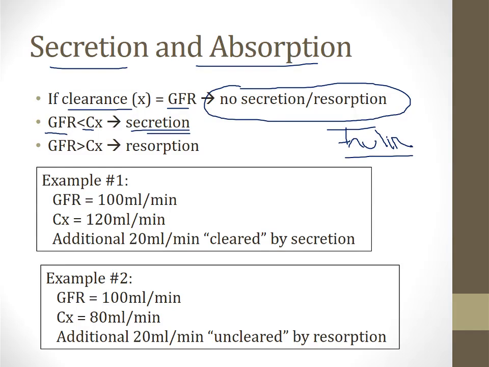The opposite is also true. If the GFR is more than the clearance, then there must be some reabsorption. For example, assume the GFR is 100 milliliters per minute, but the clearance of a solute is 120 milliliters per minute. Then an additional 20 milliliters per minute must be getting cleared by secretion. The converse is also true. If the GFR is 100 milliliters per minute and the clearance of X is 80 milliliters per minute, then an additional 20 milliliters per minute must be uncleared, or reabsorbed, by the nephron.